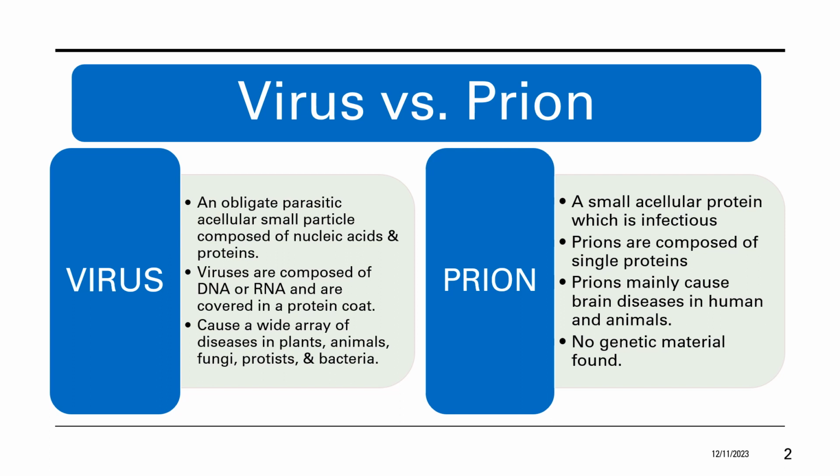And then we have a prion, and this is a small acellular protein that is infectious. Prions are composed of single proteins. They mainly cause brain diseases in humans and animals. There is no genetic material found in a prion.